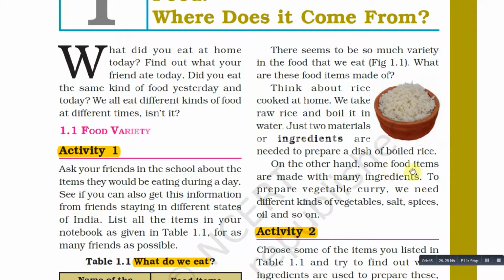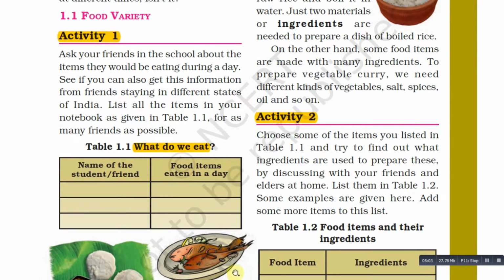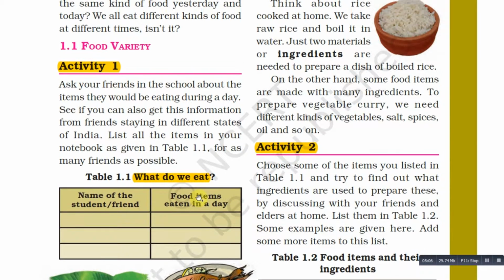On the other hand, some food items are made with many ingredients. To prepare vegetable curry, we need different kinds of vegetables, salt, spices, oils, and so on. So maybe you have listed this out from the table. So many food items are there. Now what to do? Different items are there. Suppose rice is there, dal is there. Say dairy products like paneer, buttermilk, curd are there. Spices are there. So now we will go for activity 2.